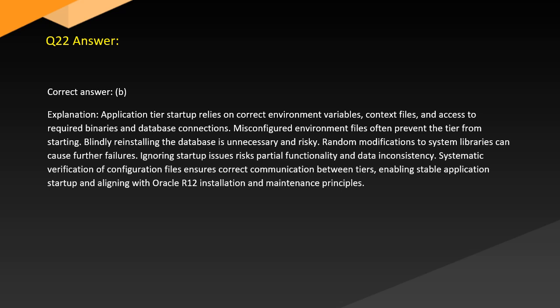Answer. Correct answer: B. Explanation. Application tier startup relies on correct environment variables, context files, and access to required binaries and database connections. Misconfigured environment files often prevent the tier from starting. Blindly reinstalling the database is unnecessary and risky. Random modifications to system libraries can cause further failures. Ignoring startup issues risks partial functionality and data inconsistency. Systematic verification of configuration files ensures correct communication between tiers, enabling stable application startup and aligning with Oracle R12 installation and maintenance principles.